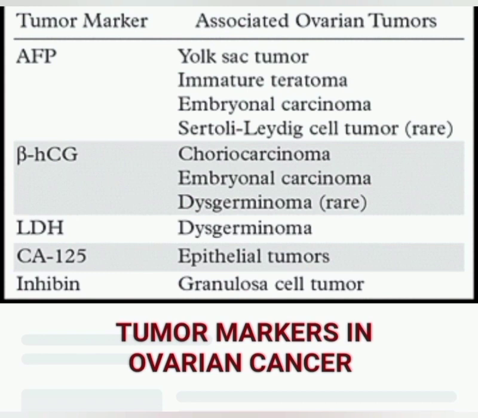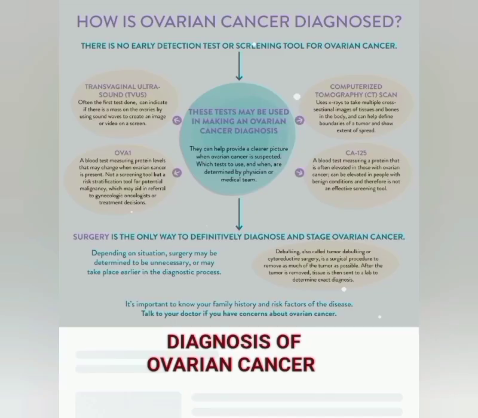So you should know that the germ cell tumors are primarily the tumors of the young age, and the serous tumor is primarily the tumor of the old age. So according to the presenting complaints of the patient, you will advise the tumor markers, and further we proceed for the investigations.